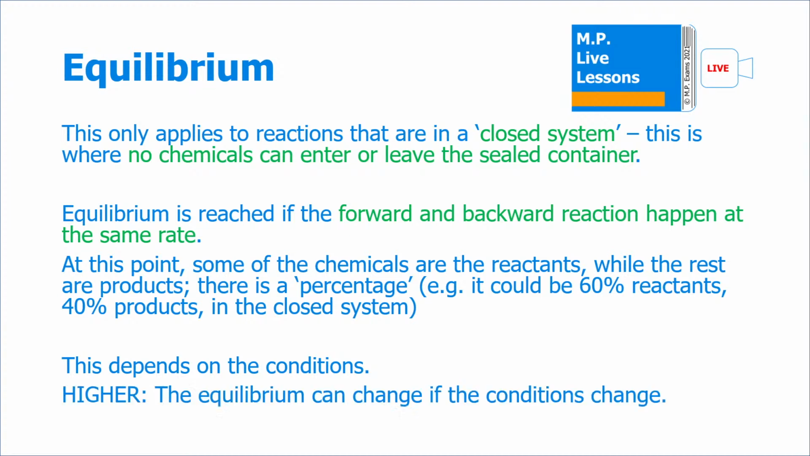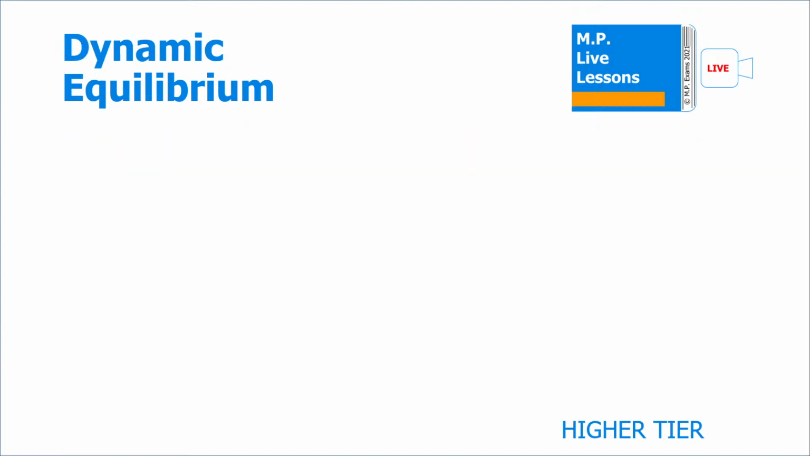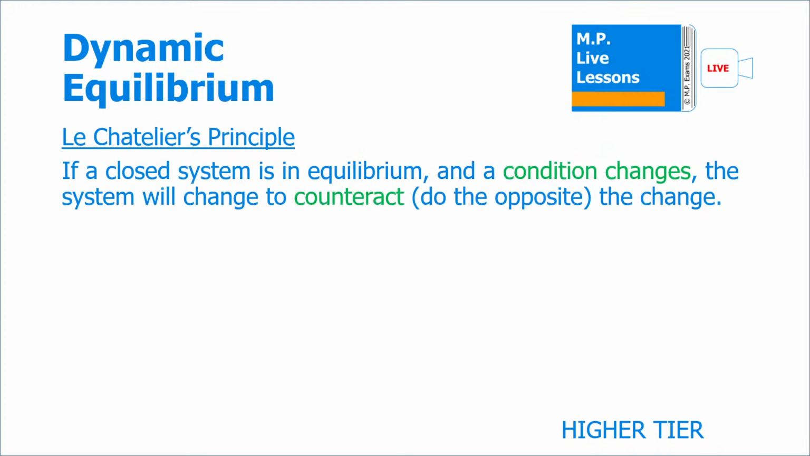Now, for higher tier only, you need to know the equilibrium can change if the conditions change. This is where we bring in the name dynamic equilibrium and the chap Le Chatelier. So he came up with this principle, Le Chatelier's principle. So if a closed system is in equilibrium, so that's where the forward and backward reactions happen at the same time.